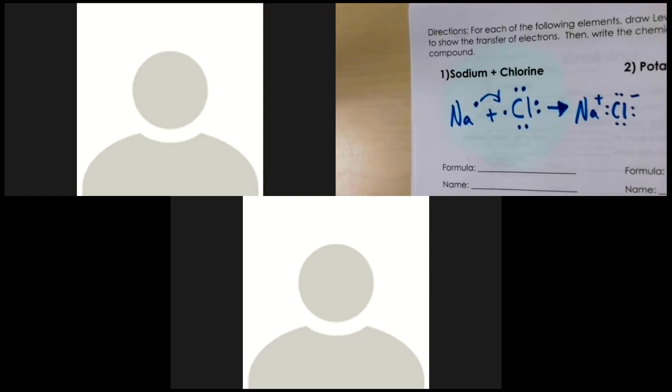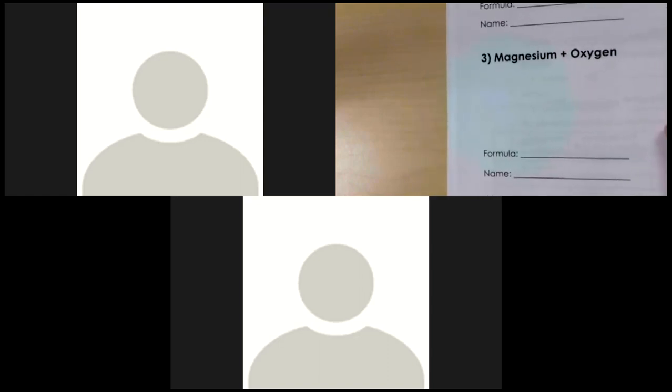Guys, another clue is that one of your elements should have no dots around it, and the other one should have all the dots around it. That means that you did it right. If you end up with one that has one left over, you did something wrong. Okay, I do want to go over a few more just real quick. Let's take a look at number 3. Jump down to magnesium and oxygen.